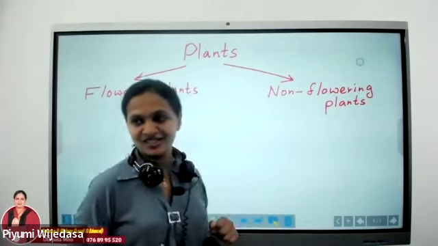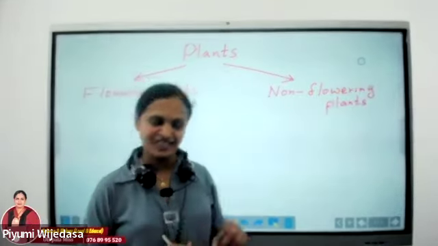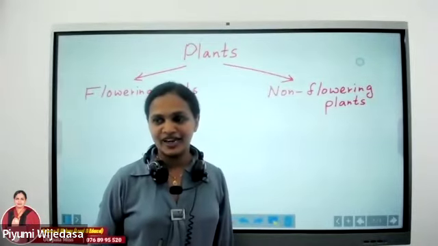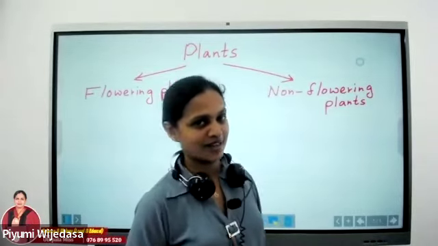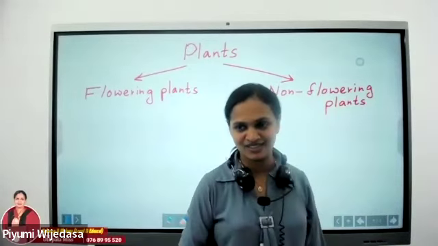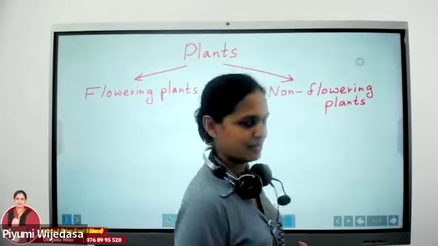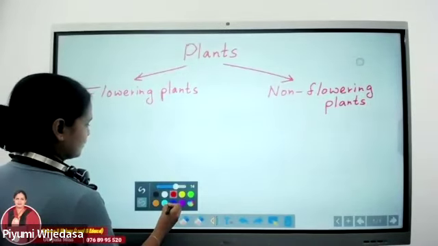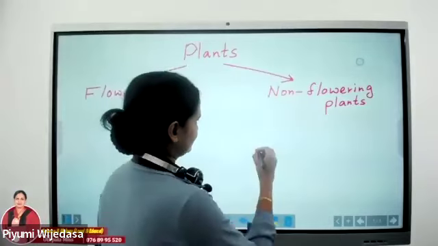Then those non-flowering plants, there are different types. Later, when you go to grade 10, when you learn about plant classification, you will learn further about these non-flowering plants. Right? Can you mention some of the non-flowering plants? Give me certain examples for non-flowering plants.